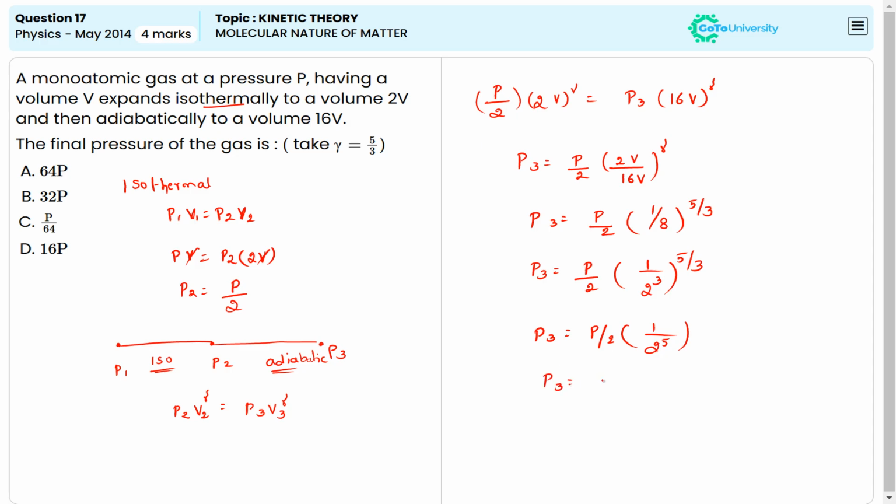Then P3 is equal to P by 2 into 1 by 32. Then for P3 we get the value P by 2 into 32, which is 64. The final pressure of the gas is P by 64. That is option C, the right answer.